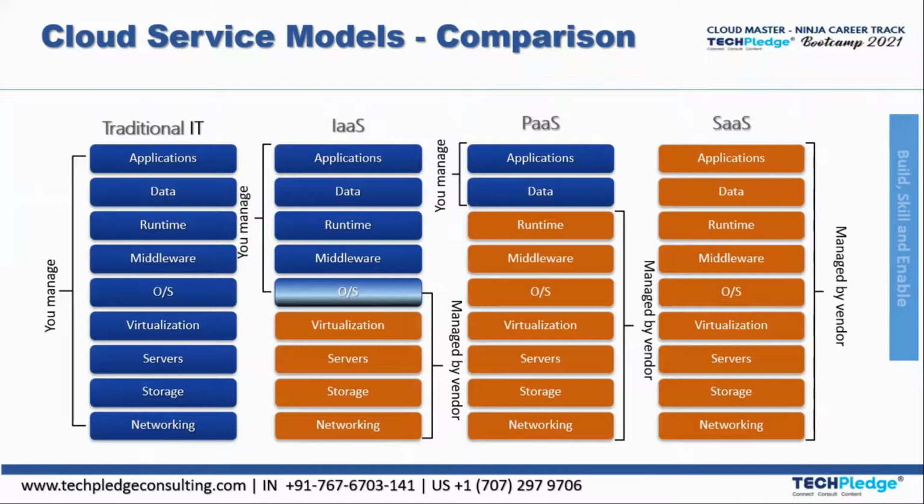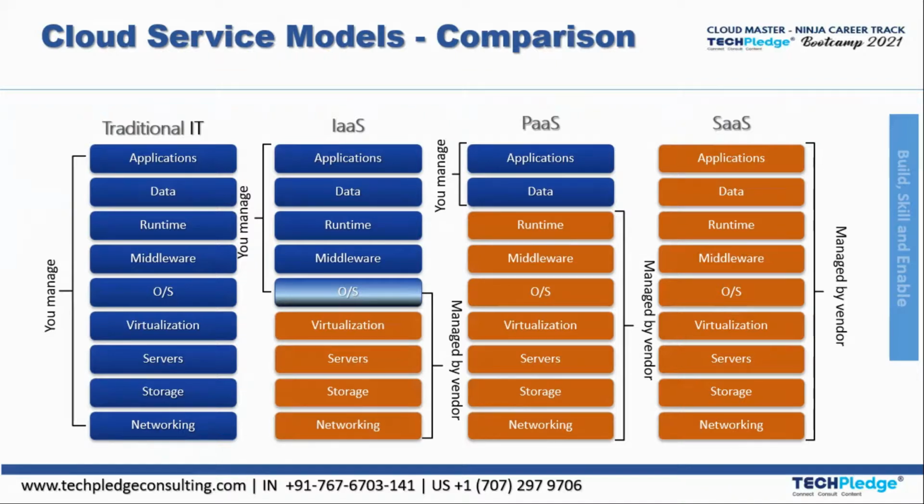So in infrastructure as a service, the application, data, runtime, middleware, and OS were managed by us. But what exactly was managed by the vendor? Virtualization, server, storage, networking. These were the things that, in IaaS, were managed by the vendor. In PaaS, what we were going to manage was just the application and the data. Runtime, middleware, operating system, everything from networking till runtime was going to be managed by the vendor.